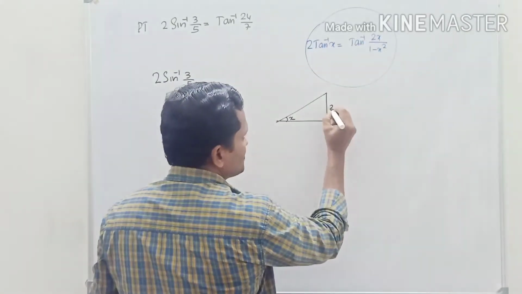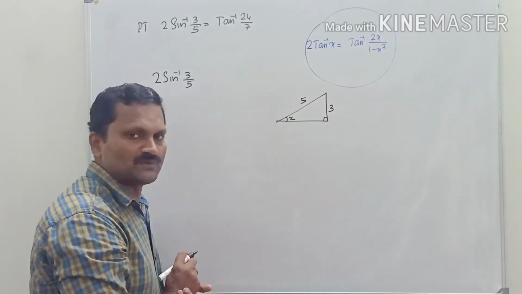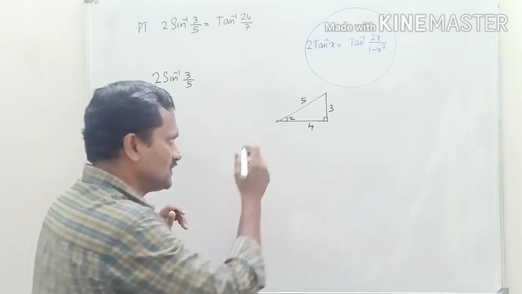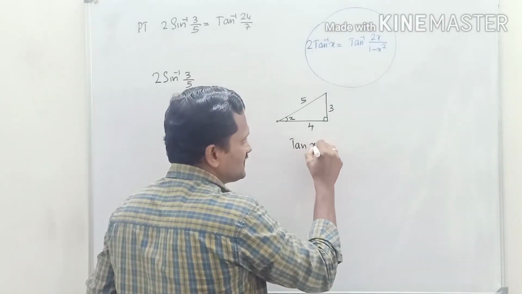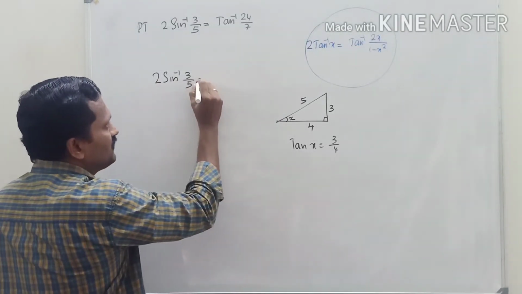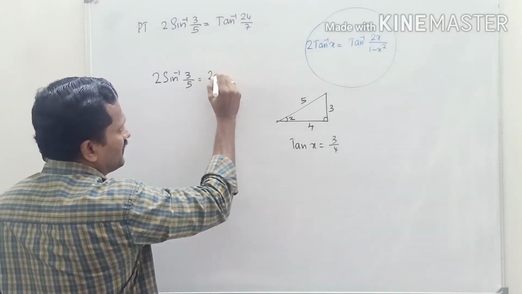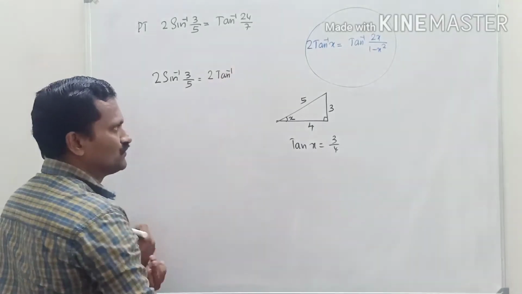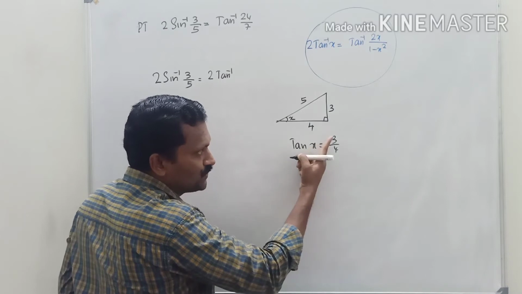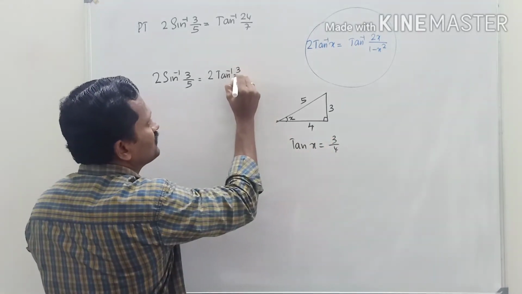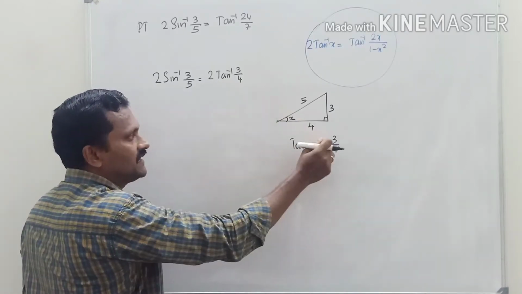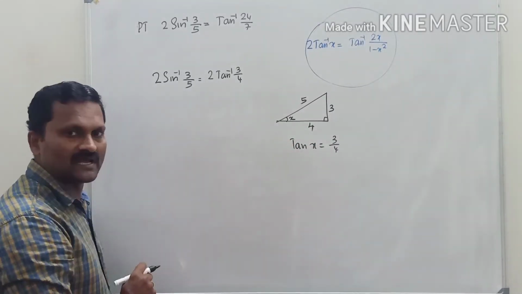Then what is sin x? Opposite by hypotenuse. Using Pythagoras theorem, the third side is 4. From this figure, tan x equals 3 by 4. Then 2 sin inverse 3 by 5 can be written as 2 tan inverse. Sin inverse 3 by 5 changes into tan inverse 3 by 4. That is, in short, find tan x and write tan inverse 3 by 4. x is equal to tan inverse 3 by 4.